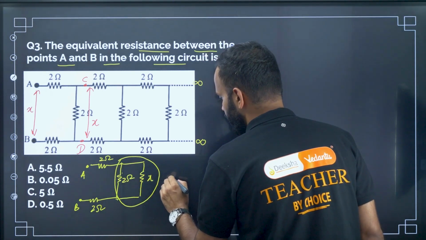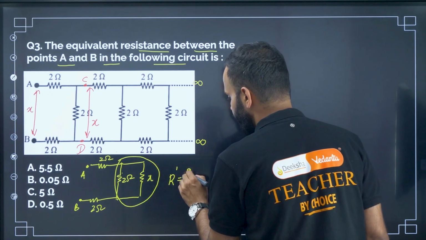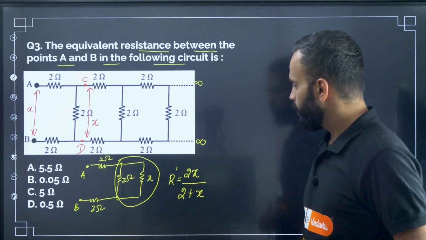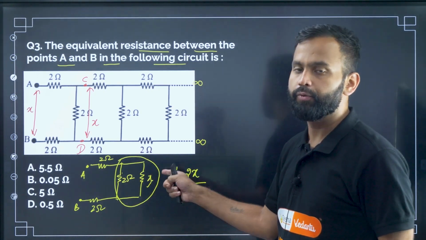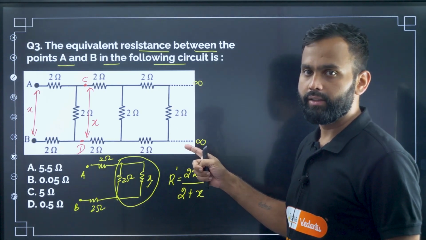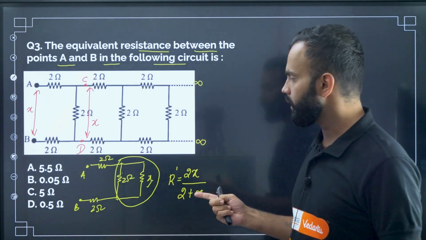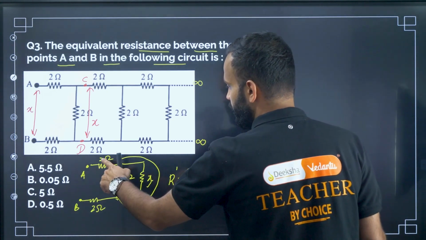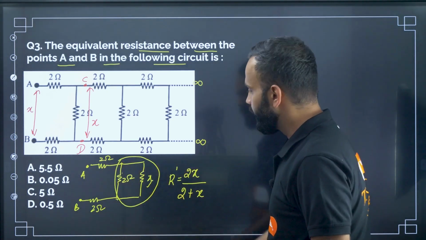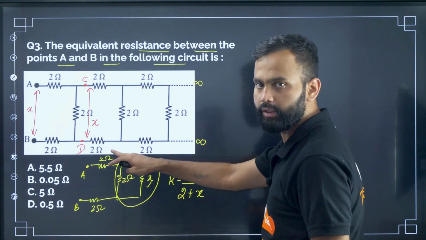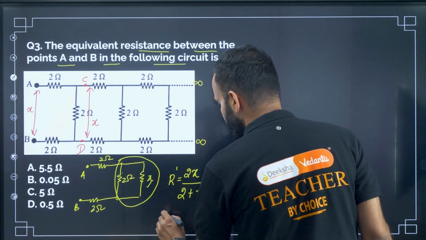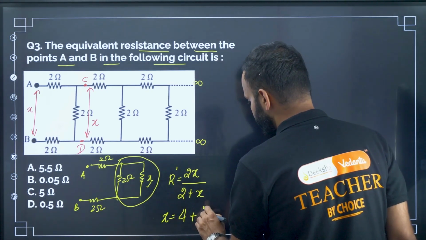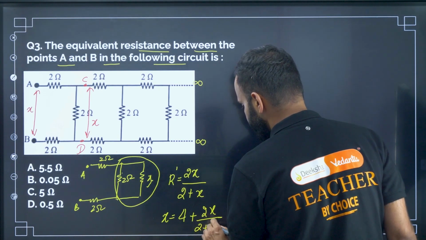Let's say R dash. R dash is equal to 2x divided by 2 plus x, because these two are in parallel. For parallel, if two resistors are in parallel, then the equivalent resistance between them is R1 into R2 divided by R1 plus R2. So this is 2x divided by 2 plus x. Now R dash is in series with 2 ohm and 2 ohm. These two are in series, so this is 4 ohm. So x is equal to 4 plus 2x divided by 2 plus x.